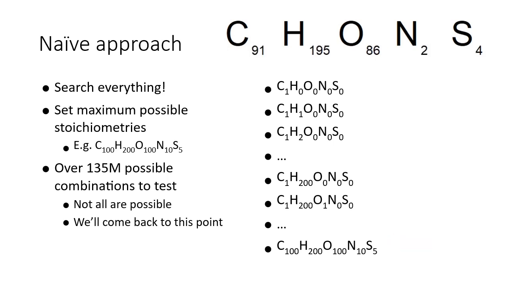But within these limits, there are actually over 135 million possible combinations that we'd need to search through, all the way from a molecule containing just one carbon and no other atoms, up to a maximum possible of C100, H200, O100, N10, S5. Of course, not all of these combinations are possible chemically, and neither do they all add up to the correct mass, but we'll come back to that point. The main takeaway from here is that systematically searching through all possible combinations of atoms to identify the formula for any peak isn't a practical proposition. So, is there a better way?